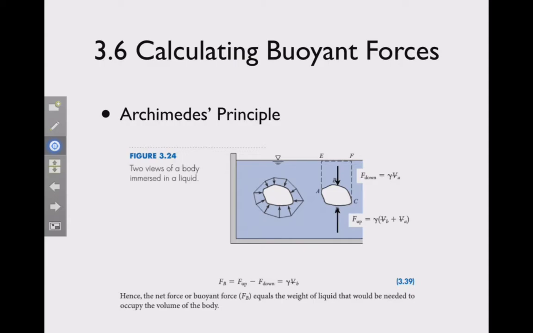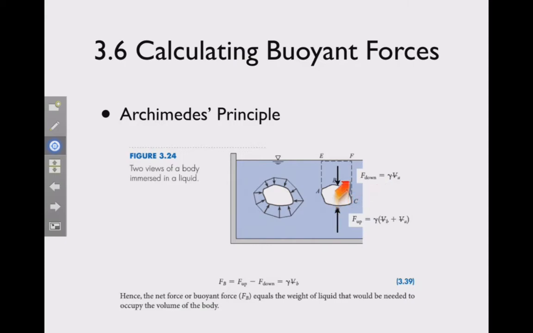So in order to derive this force, we actually have to use some concepts from section 3.5. And we can note that the pressure distribution on the top surface is going to be the weight of this water above the object. And so that's just a specific weight.